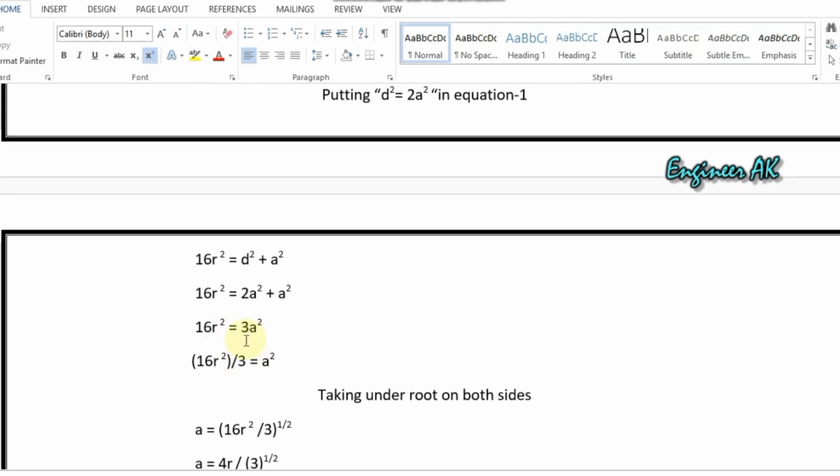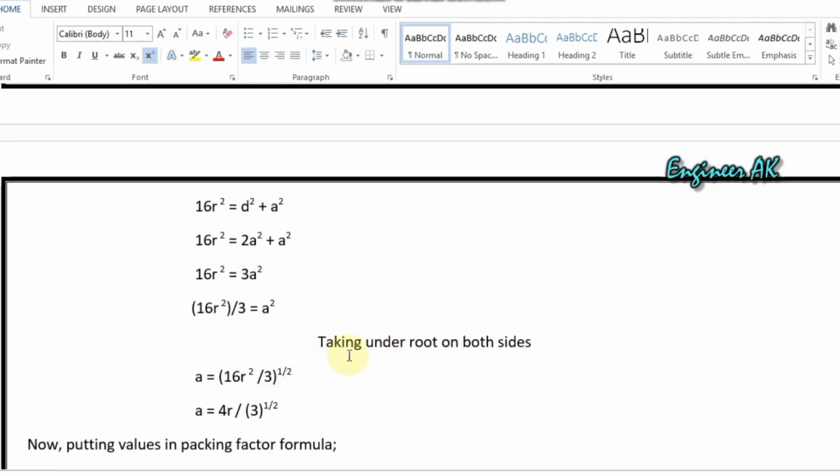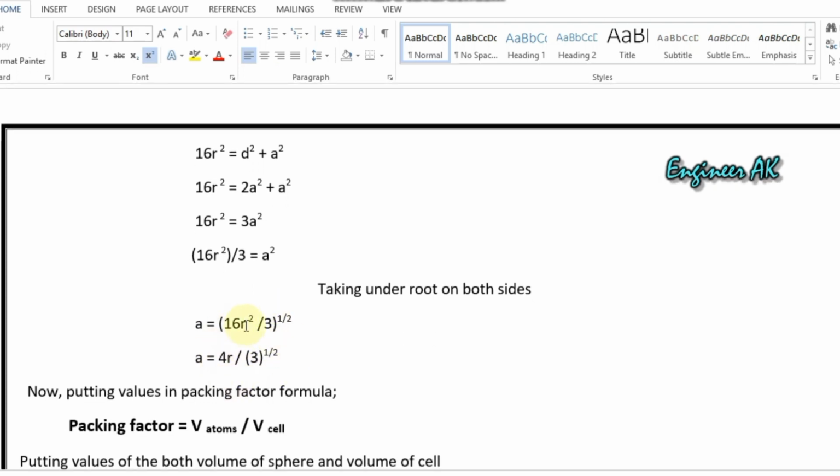Now dividing both sides by 3, I am left with A square on one side and 3 goes under the divide. Now if I take the square root on both sides, A is equal to 16R square divided by 3, whole under the root, or you can say power 1 over 2. If I take the square root of 16R square, it becomes 4R. The root of 16 is 4, and the square of R cancels with the root, so A is equal to 4R divided by 3 power 1 over 2.